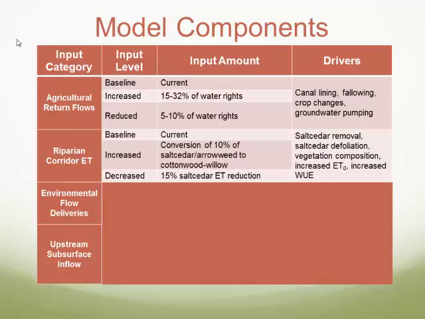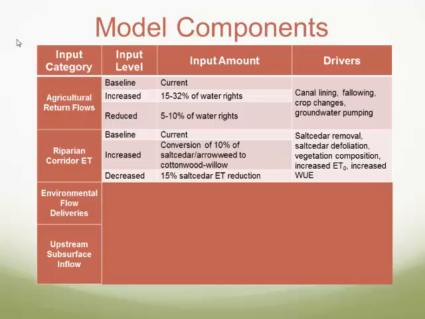So riparian corridor ET could either increase or decrease. It could increase if we take out all the salt cedar and replant it with native vegetation that uses more water, as an extreme example. But for this, we are looking at 3 different levels: current; what would happen if we converted 10% of the salt cedar and arrowweed to cottonwood willows? There would be a net increase in evapotranspiration.